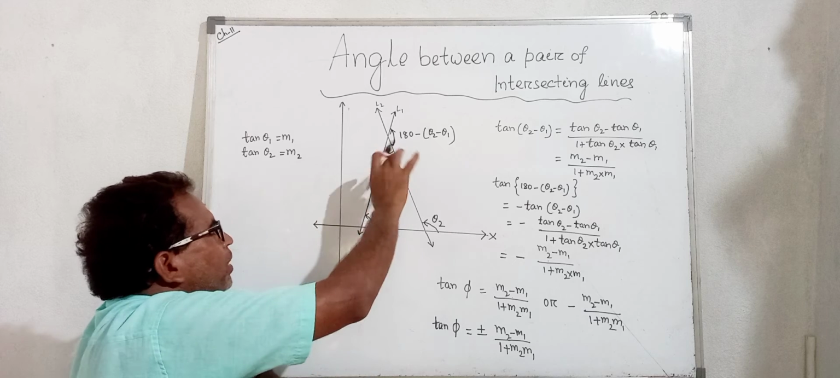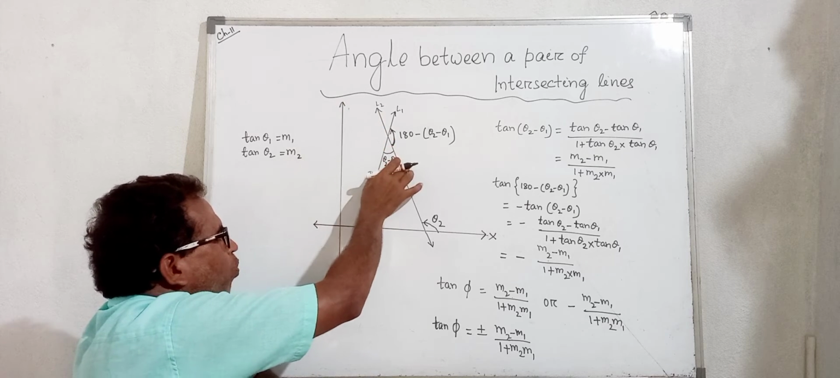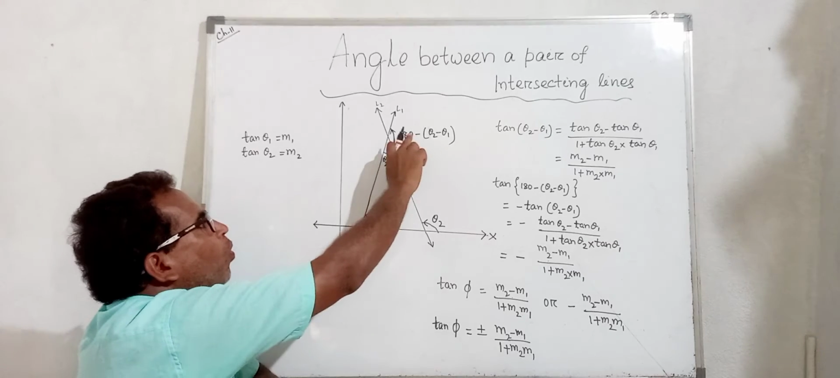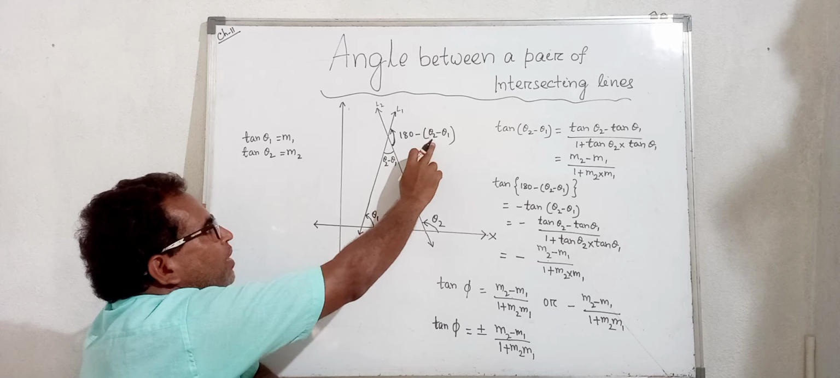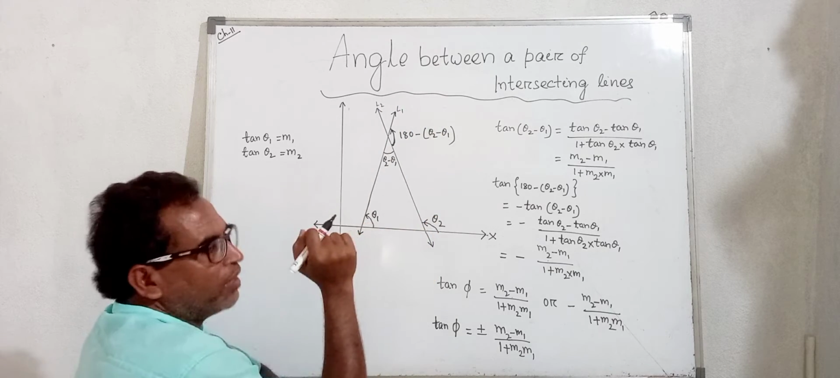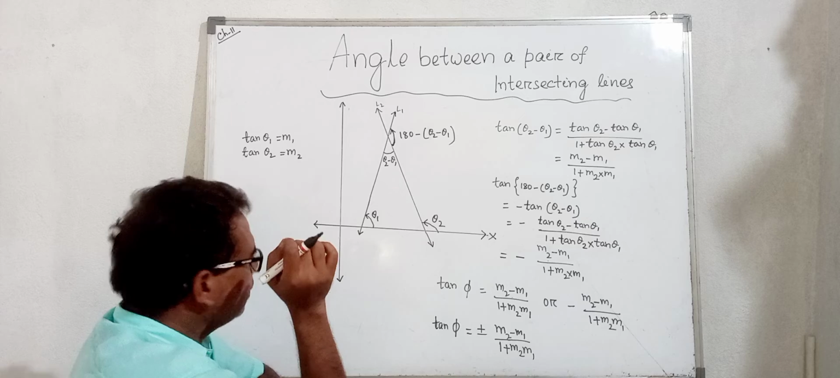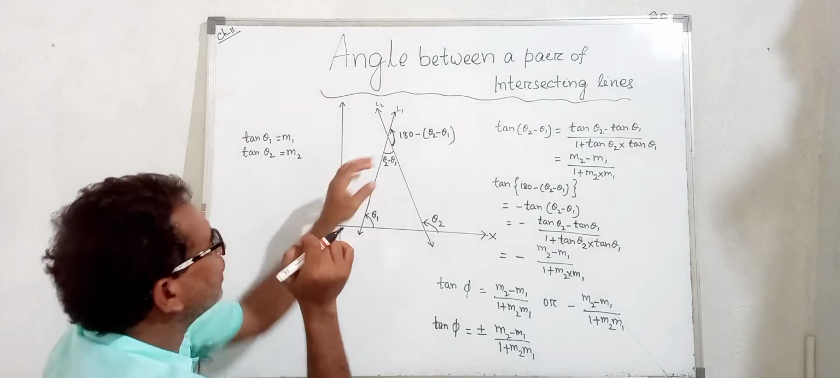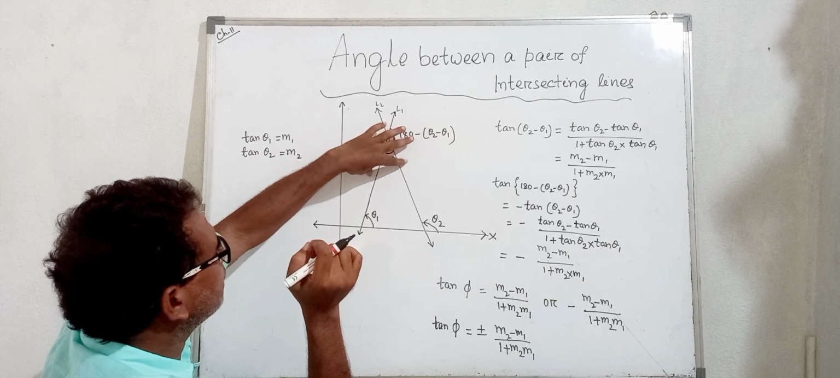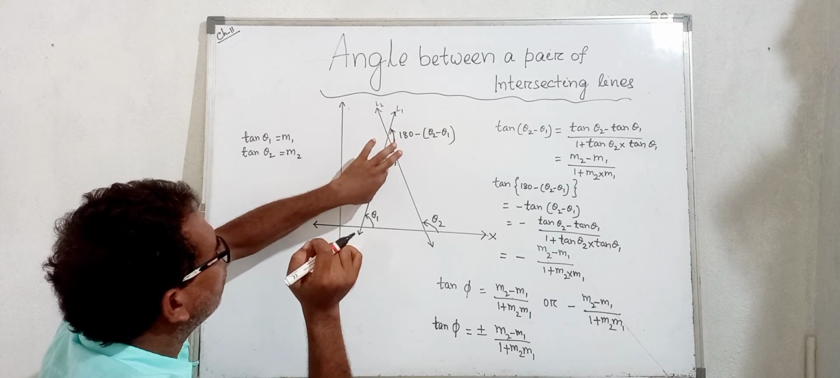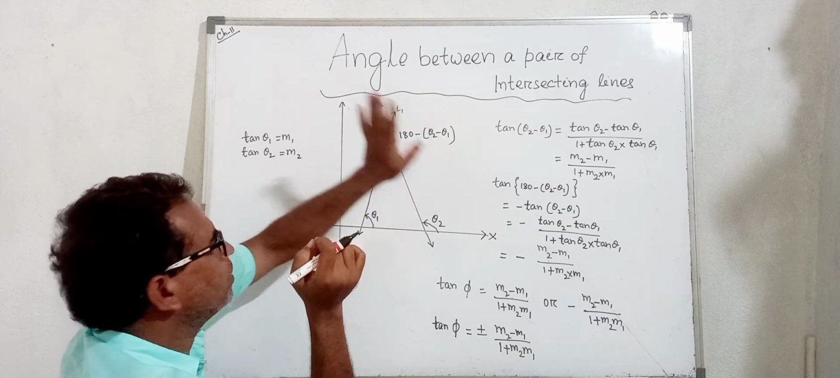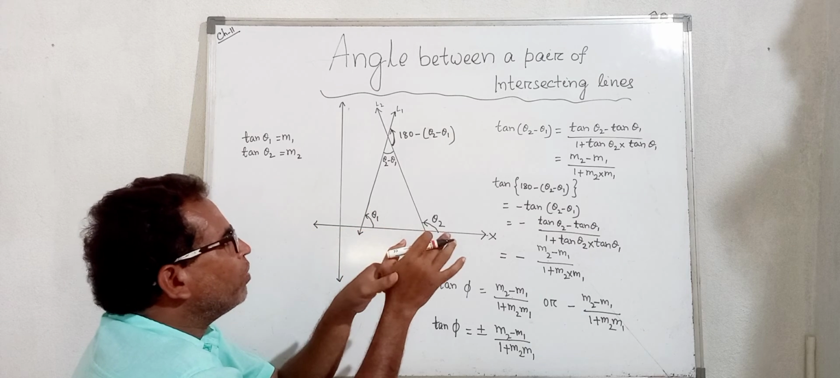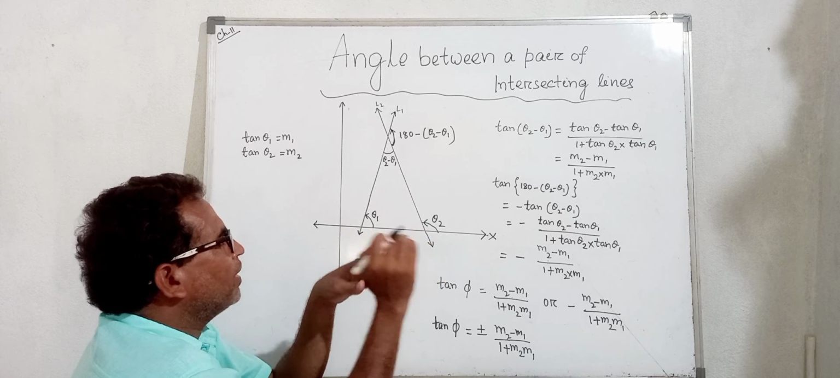So the angle between two straight lines will be what? Theta 2 minus theta 1, or 180 minus (theta 2 minus theta 1). So this angle or this angle is possible between two straight lines. Now we will derive the relations.